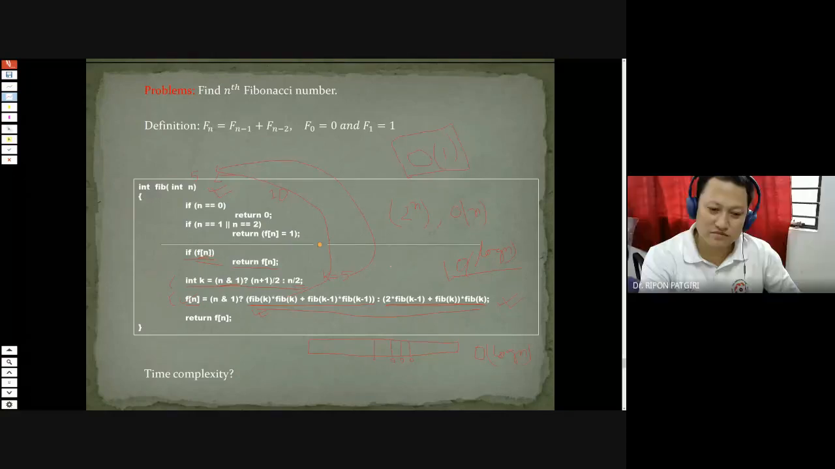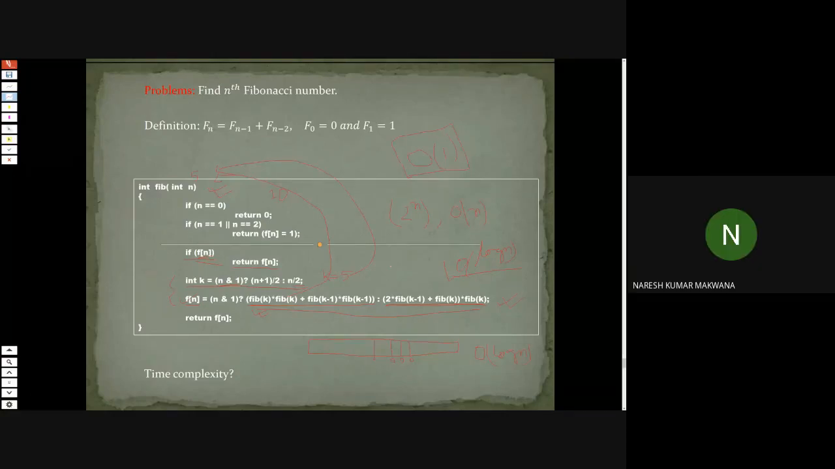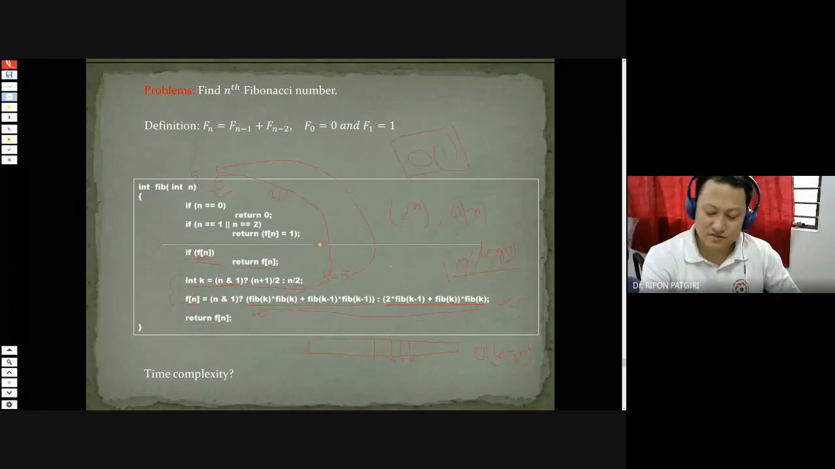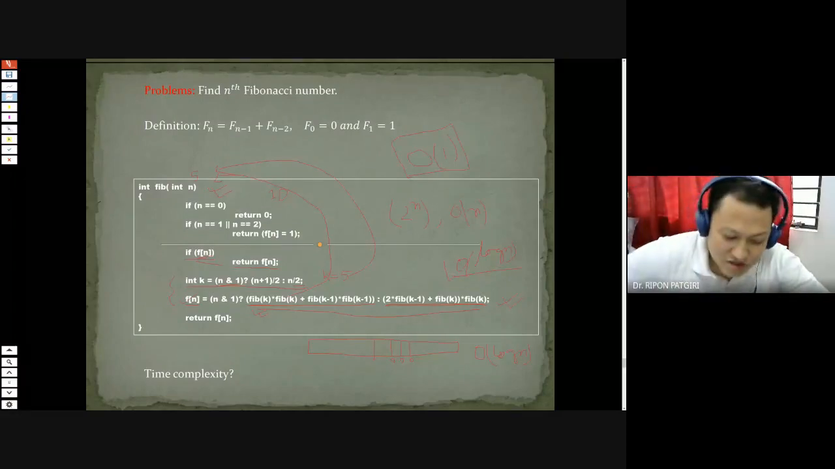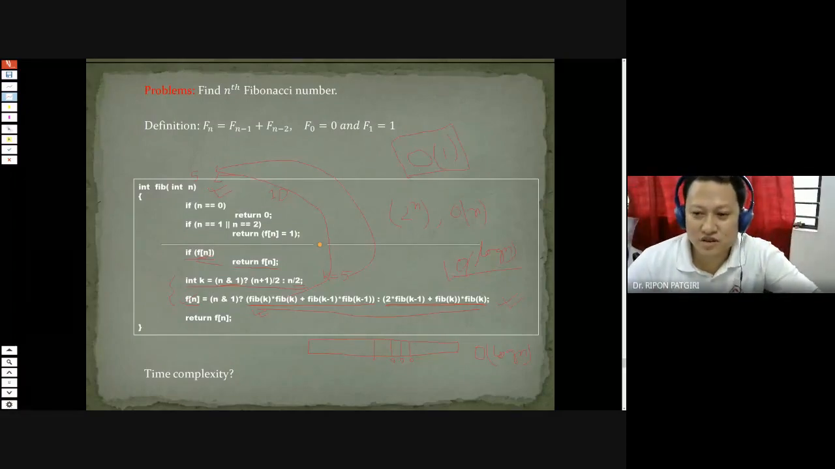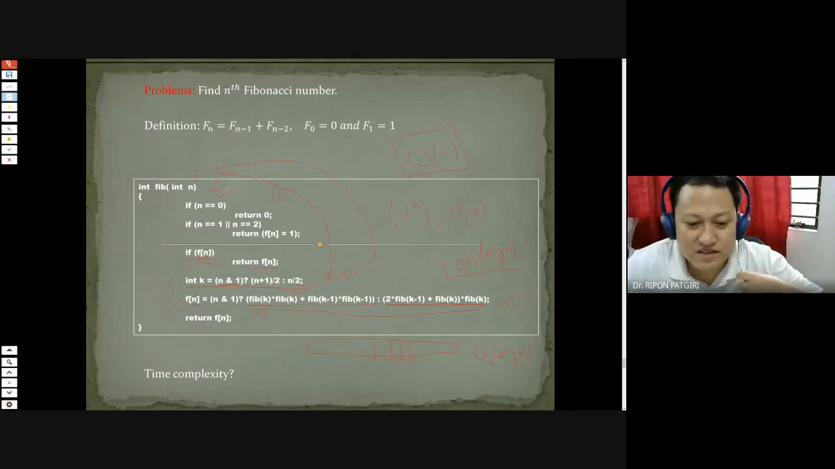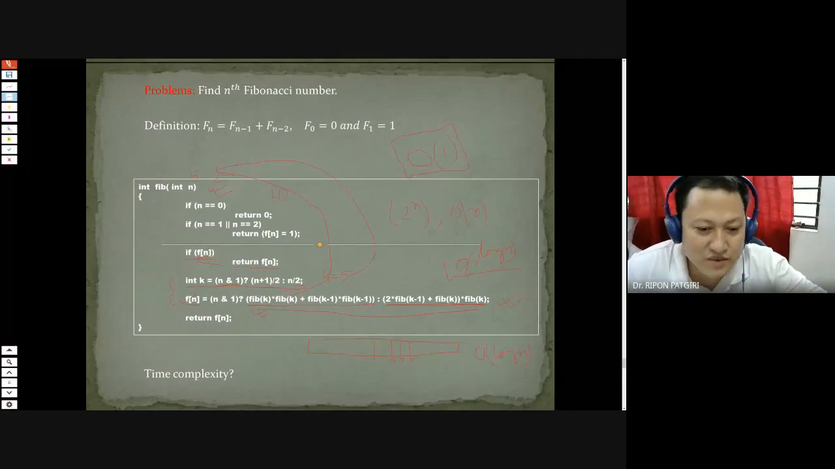What is your name? My name is Naresh Kumar Mukwana. Naresh, yes, sir. So Naresh has described the fastest solution possible, and it is absolutely correct. What he said is correct: a big O of 1 solution is possible when f of n is already stored among calculated values.